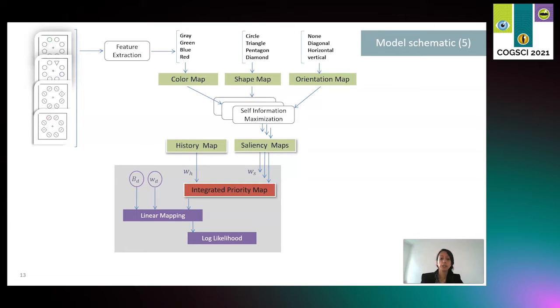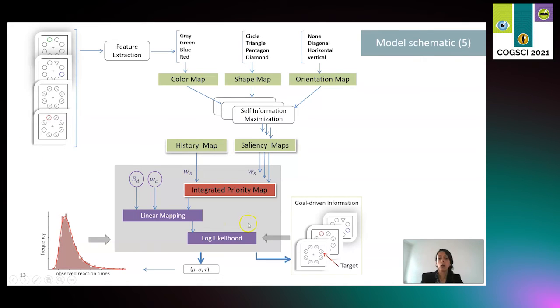In the machine learning part, the model learns to predict the parameters of reaction time distributions, while goal-driven information in a top-down manner controls the way that maps are combined into a priority map by affecting the weights.